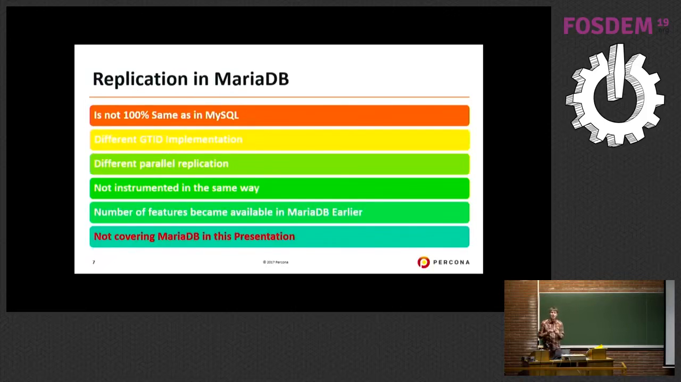Now, when I speak about replication in MariaDB, I think it's important to note that in MariaDB there are a lot of differences, right? So it's not 100% the same as in MySQL. For example, GTID replication is quite different, right? It has different features for parallel replication, right? And we are not going to cover MariaDB features in this presentation, right? Just want to get that out of the way.